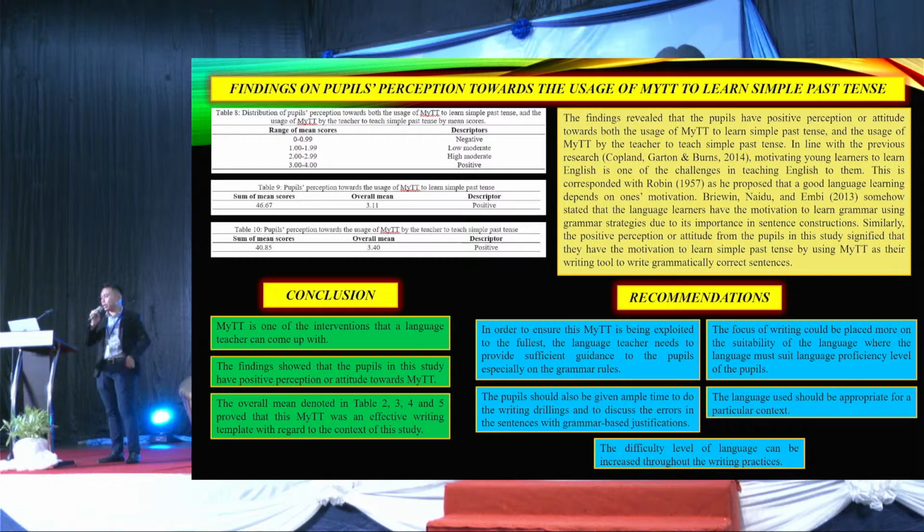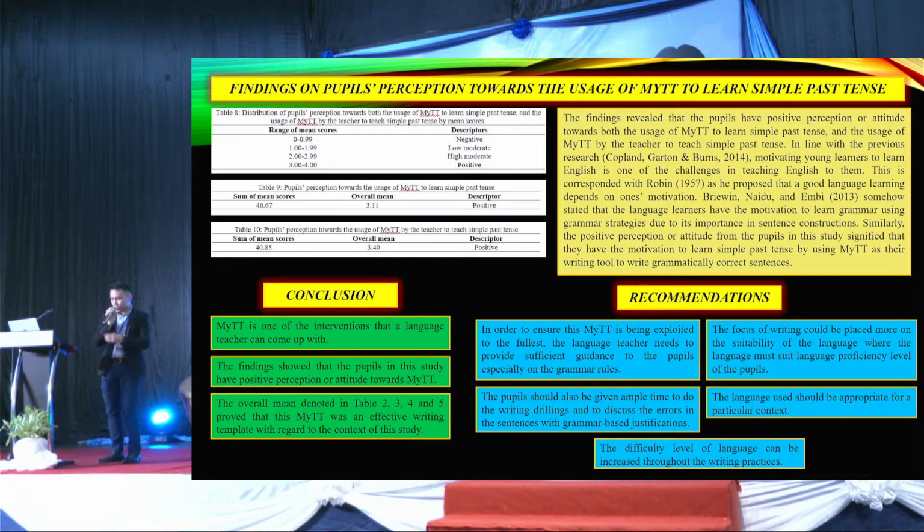And the focus of writing should be placed more on the suitability of the language. I mean the vocabulary, the words that you use with your students. The language should be appropriate for a particular context. For example, if you're teaching fruits, then your sentence is about fruits. And the difficulty level of language can be increased throughout the writing practices.